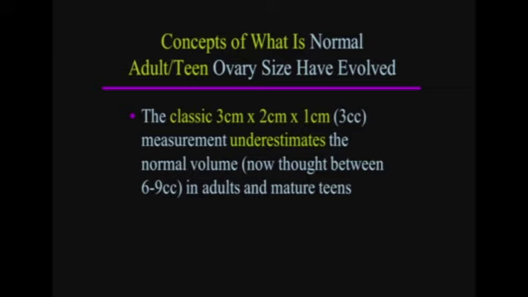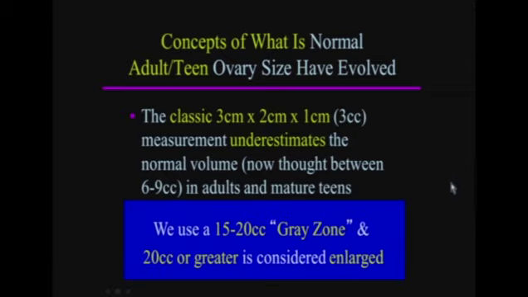underestimates by far the normal volume, which is now thought to be between 6 and 9 cc in adults and mature teens. We use a 15 to 20 cc gray zone, so we consider everything up to 15 cc in a teenager or adult who's not postmenopausal to be normal. We know that normal can be all the way up to 23 cc, but by tradition, we read 20 cc or greater as enlarged.